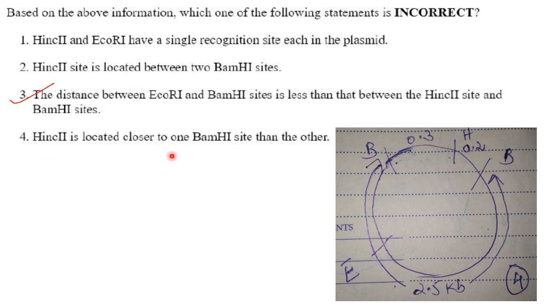Hinc 2 is located closer to one BamH1 site than the other. That is also correct. It is not exactly in the middle. So it is located closer to one BamH1 site than the other one. So 4 is also correct. So the answer here is option 3. They have asked for the incorrect statement.